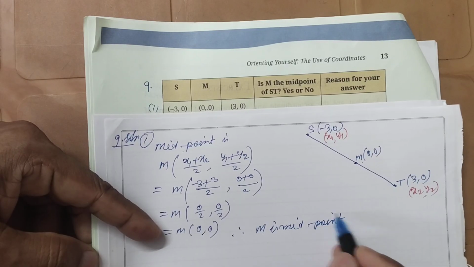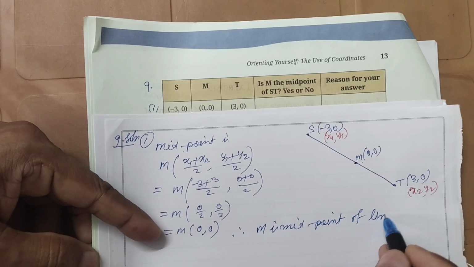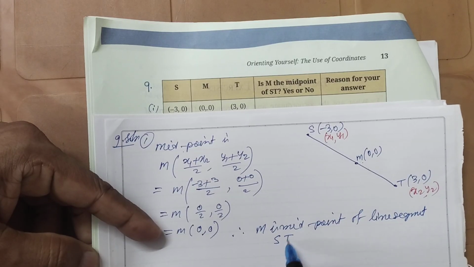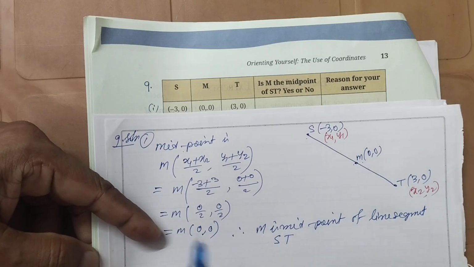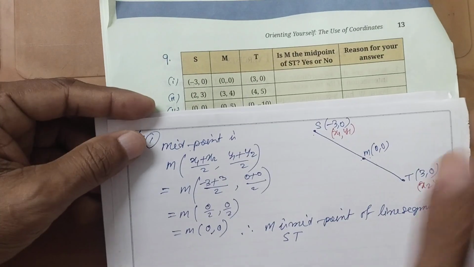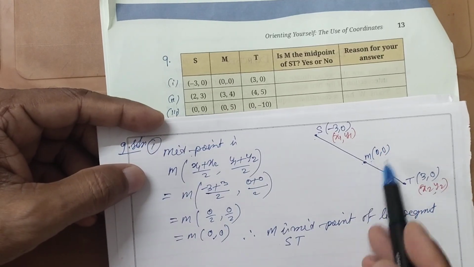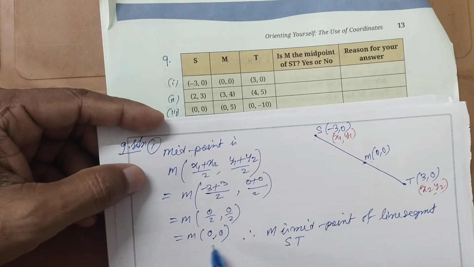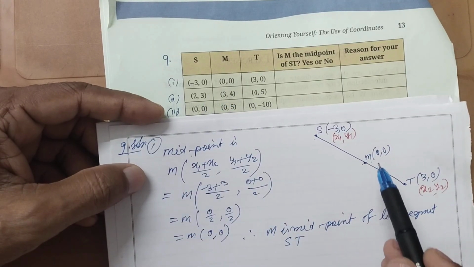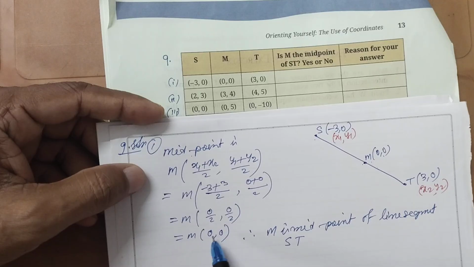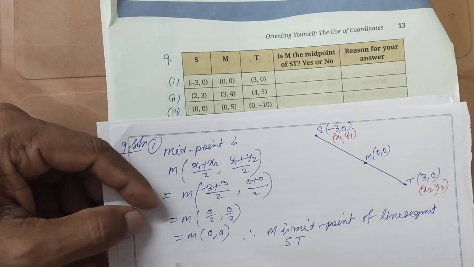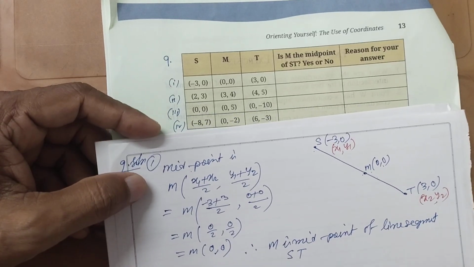the midpoint of the line segment ST. M is the midpoint of ST in the first case. In the same way you can calculate the second and third points. If what you get through calculation is exactly the same as the given point, you will say yes, M is a midpoint, and if the given point and the calculated point are different, you will say M is not a midpoint of ST. So the remaining questions you can easily do.